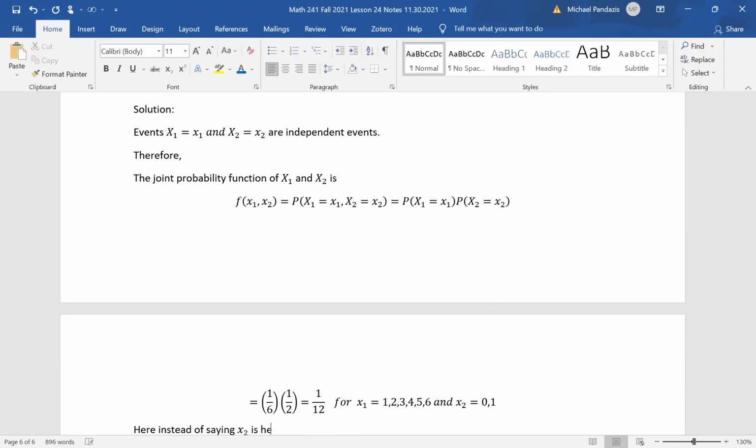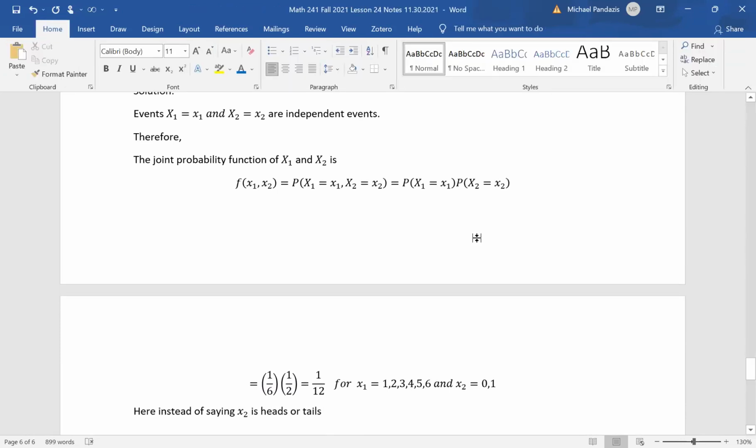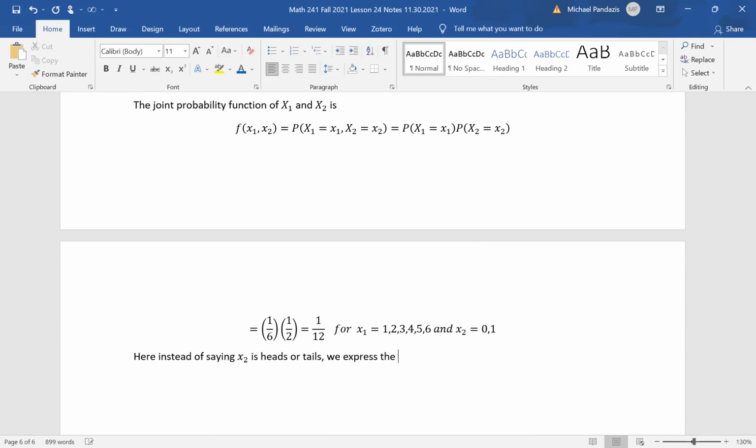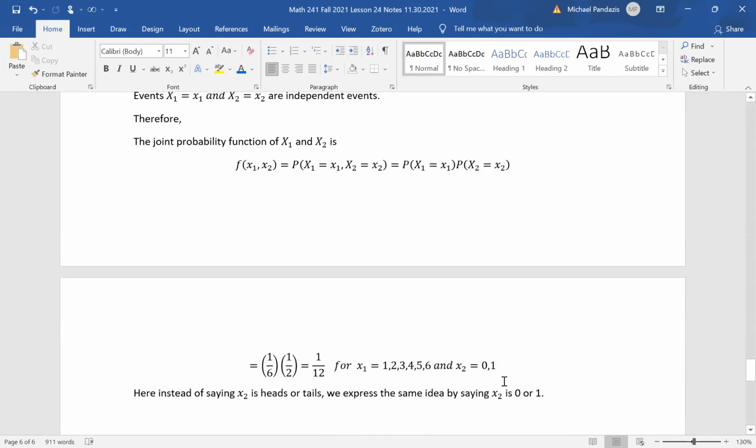Okay, here, instead of saying x2 is heads or tails, we express the same idea by saying x2 is 0 or 1. So 0 is representing either flip, and 1 is representing the other one. Okay. So for each possible value of x1 and x2, if you fix both of them, the probability of them both happening is 1/12. Okay, and so that is the answer to that problem.